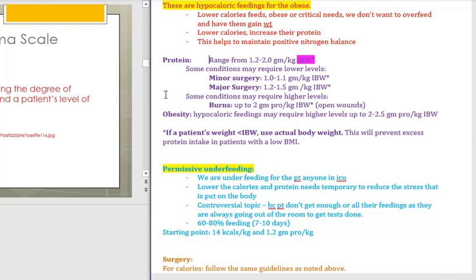It just affects the protein, because calories are typically going to be based on their actual body weight already. But if they're underweight, like you're saying, you're going to go toward the higher end. Is that what you're asking? Yes, exactly.